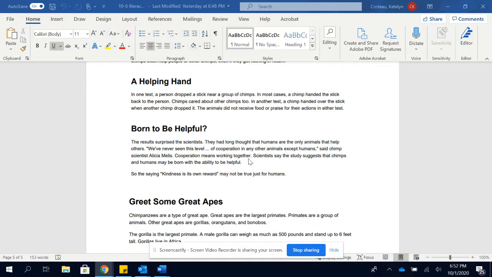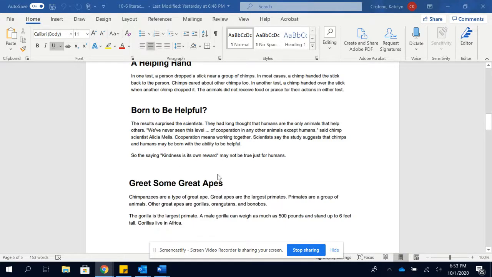Cooperation means working together. Scientists say the study suggests that chimps and humans may be born with the ability to be helpful. So the saying, kindness is its own reward, may not be true just for humans. So they're saying maybe you don't need anything, you're not getting something in return, but that you feel, or us and maybe chimps are feeling an innate sense of reward, something we feel inside of ourselves that feels good if we help other people.